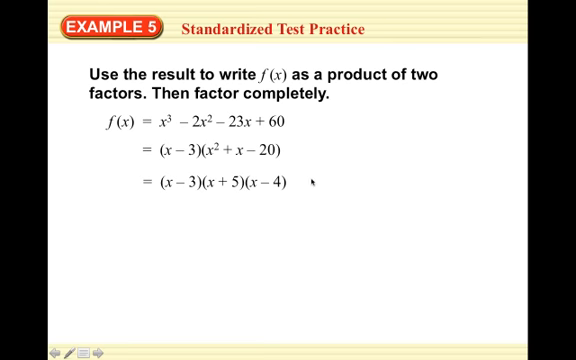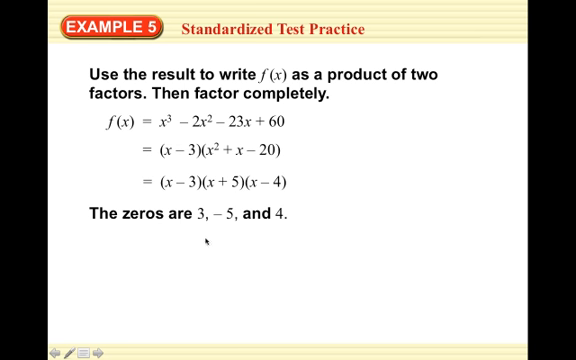All right, so here's our three factors. We can find zeros by just setting each one of these equal to 0 and solving. So x minus 3 equals 0 gives us x equals 3. x plus 5 equals 0 gives us -5. x minus 4 equals 0 gives us x equals +4. So all three of these are zeros.